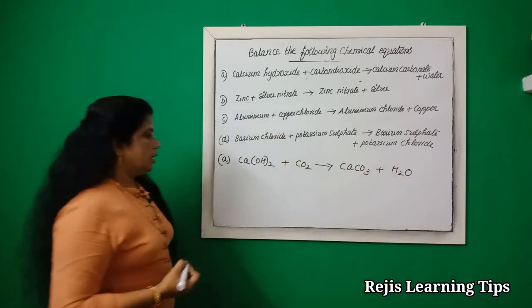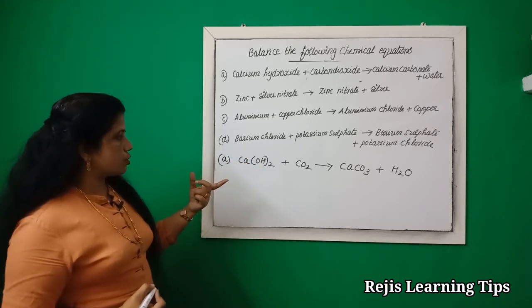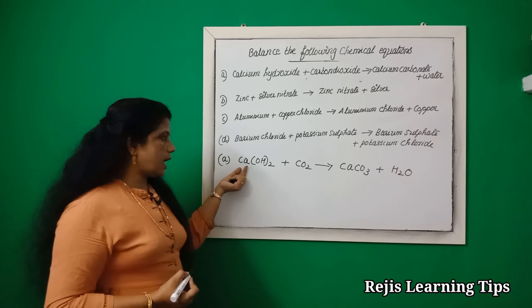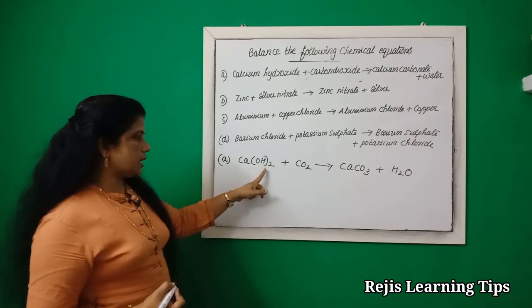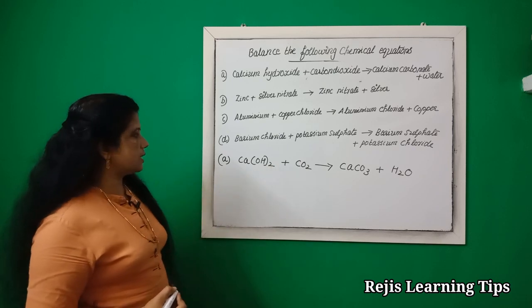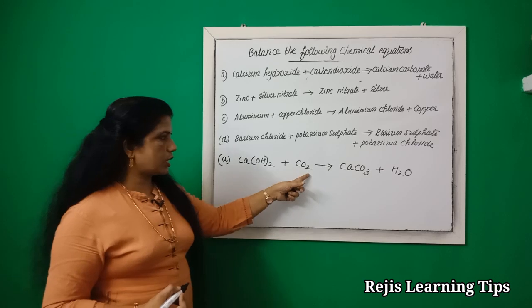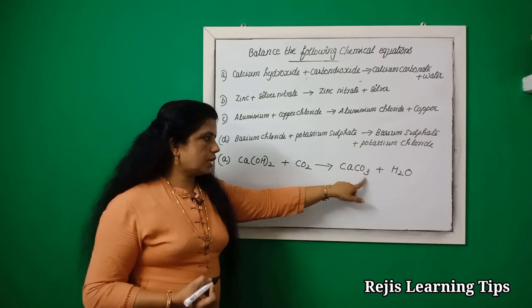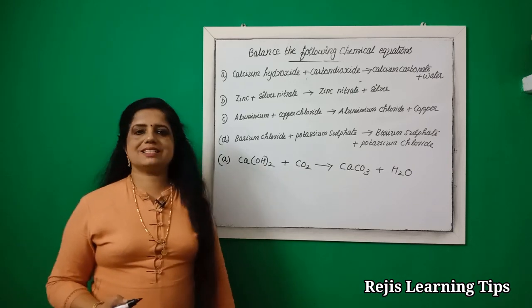Okay, then first we have to check whether it is balanced or not. Calcium, one calcium atom is here, there also one calcium, but hydrogen here 2 hydrogen atoms are there, also 2 hydrogen atoms. Oxygen here 2 and here 2, total 4. Here 3 plus 1 means 4. Okay, so this equation is already balanced.